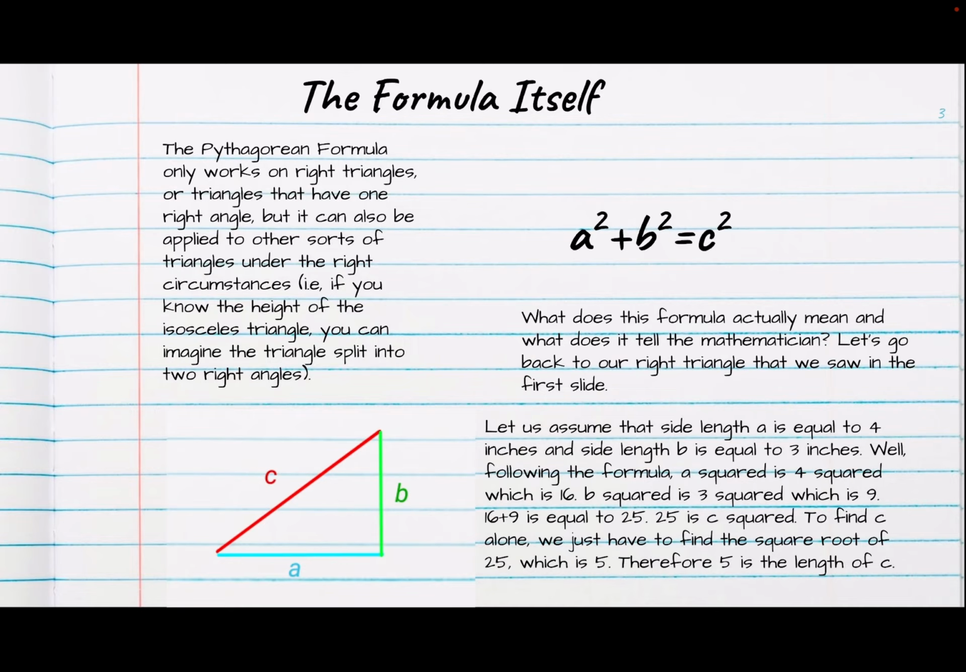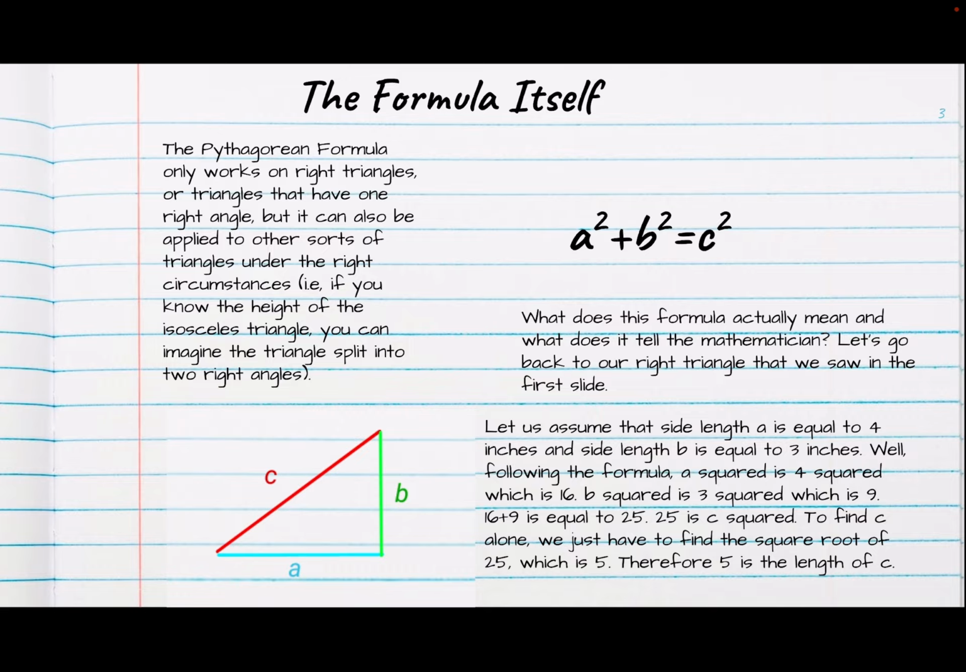The formula itself. The Pythagorean formula only works on right triangles, or triangles that have one right angle, but it can also be applied to other sorts of triangles under the right circumstances. For example, if you know the height of an isosceles triangle, you can imagine the triangle split into two right triangles.